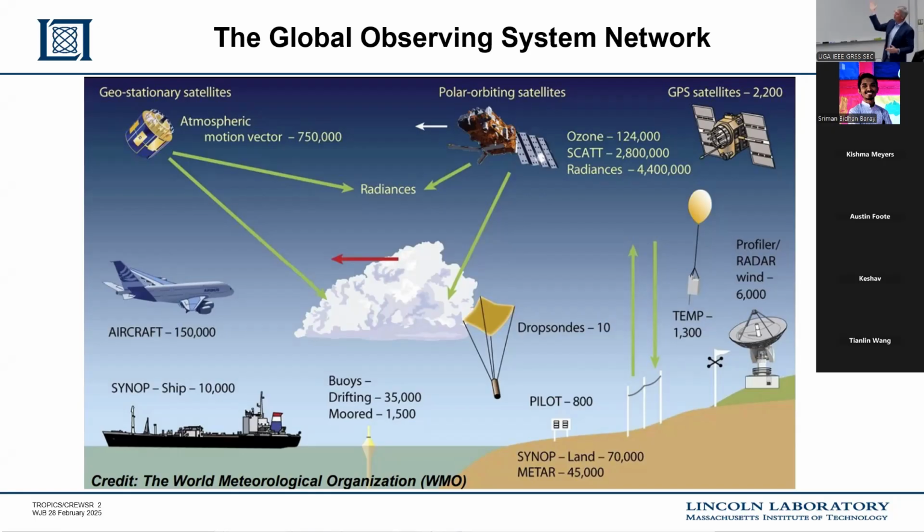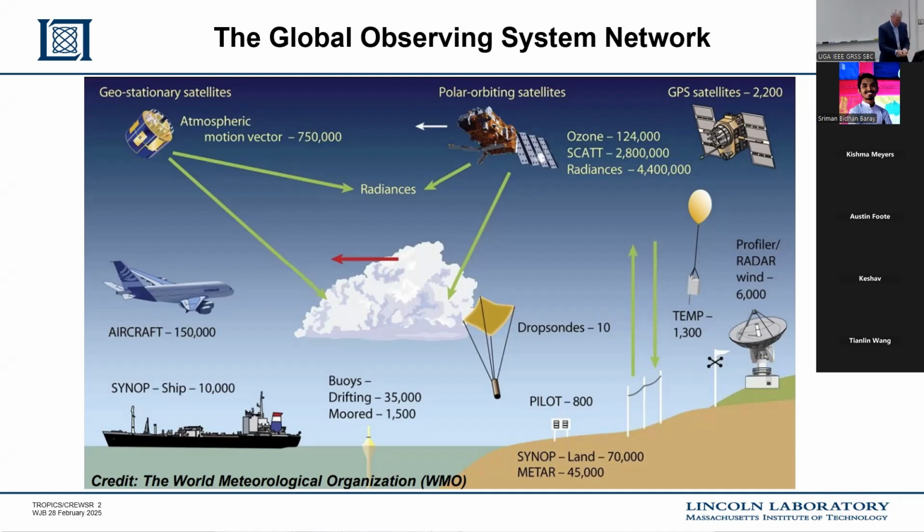And there's a host of other things that we use to inform the weather forecast. GPS, we get radio occultation data from GPS, aircraft sensors, weather balloons, dropsondes, radar, buoys, ships. So all this stuff feeds into the global observing network that runs the forecast system.